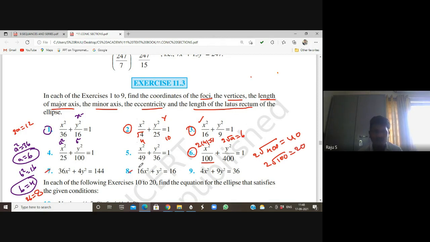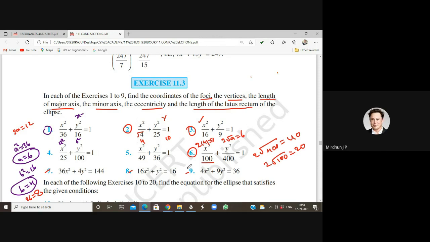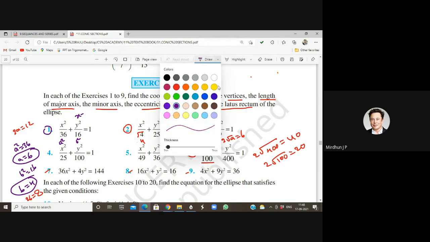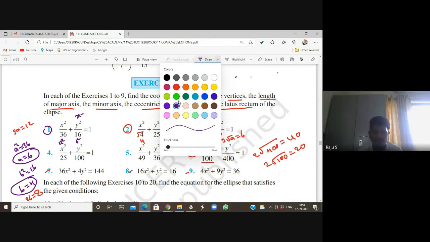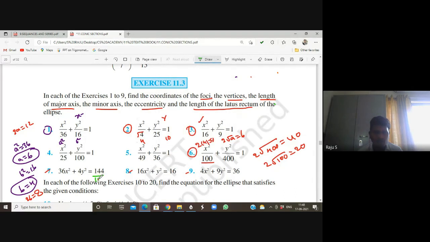Questions 7, 8, 9 are not in standard form. Sir, we need to bring 36 to the LHS and simplify both sides. To change to standard form, divide each term by the RHS: by 144 in one, and by 16 in the other. Because in standard form, x square by a square plus y square by b square is equal to 1, so the RHS must be 1. Divide like this and you will surely get the standard form. After changing to standard form, identify the major axis and minor axis.